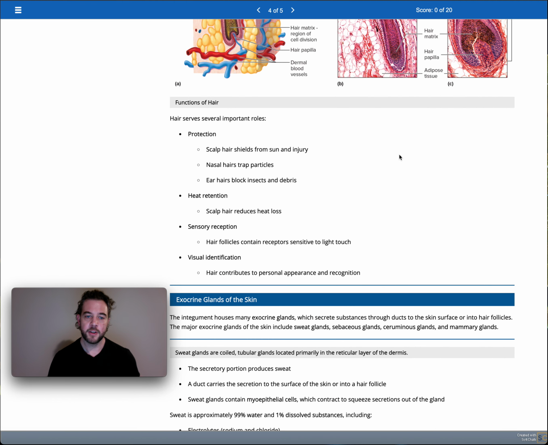The functions of hair, though: protection, retention, sensory reception, and visual identification. One of the big roles of hair is just telling people who they are, telling one person from another. Somebody gets a haircut and it's not what you would expect, it's very different from their previous haircut. It can take you a moment to be like, whoa, who is that?